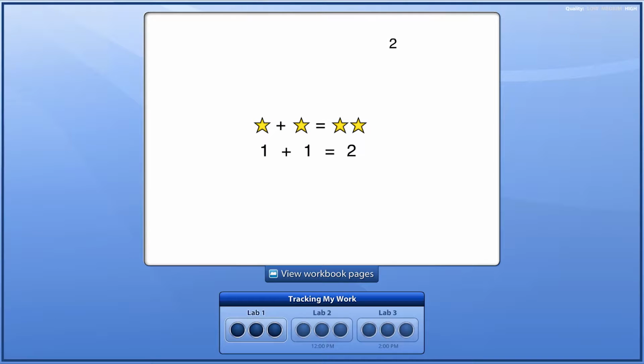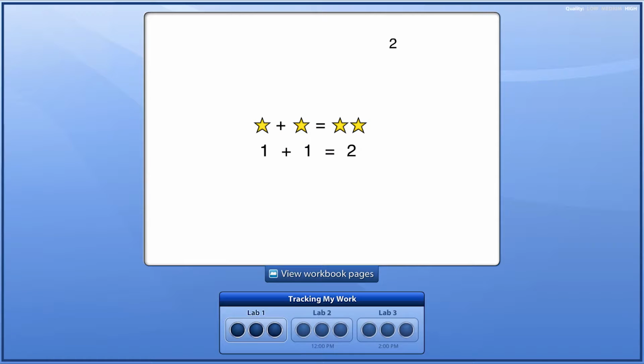Now please look at the equation on your computer screen and in square number 2 in your workbook. This is one way in which an addition problem is written. Addition is a process of regrouping things together, and we use numbers to stand for a certain amount of something. You see 1 star, then you see the plus sign, which means that you're going to add the numbers together. 1 star plus 1 star, then the equal sign equals 2 stars. 1 plus 1 equals 2.